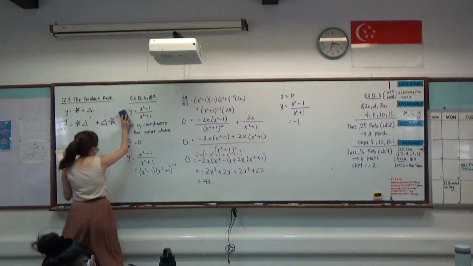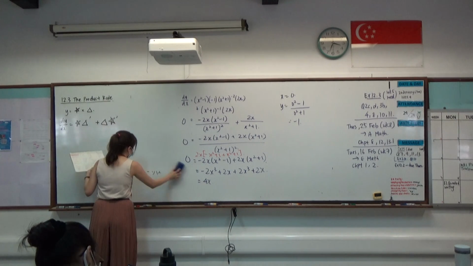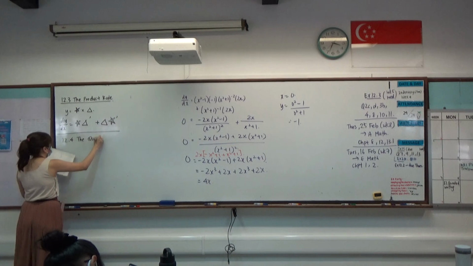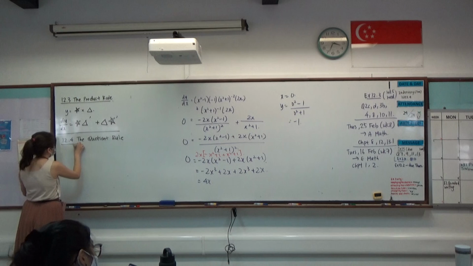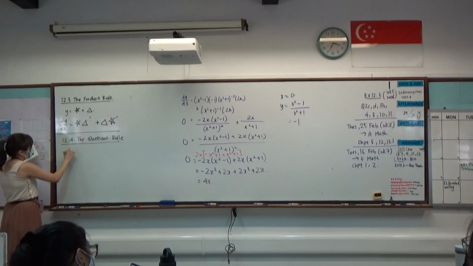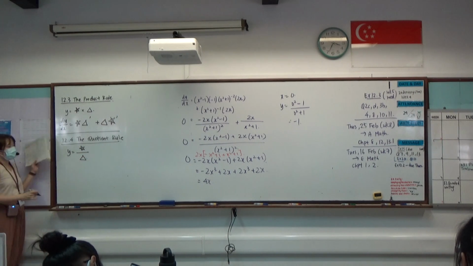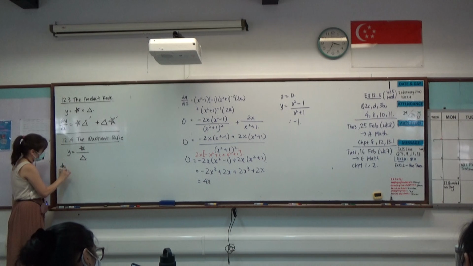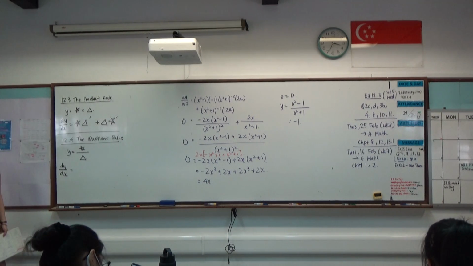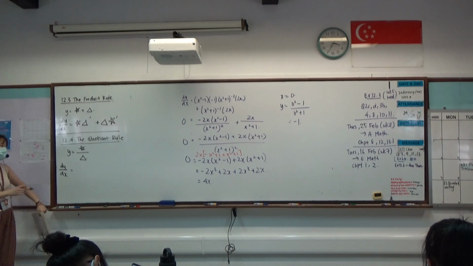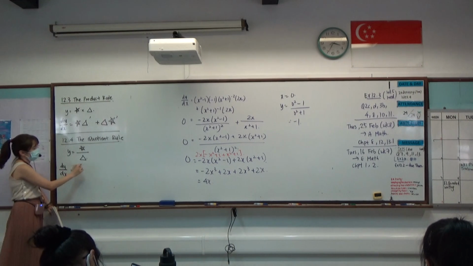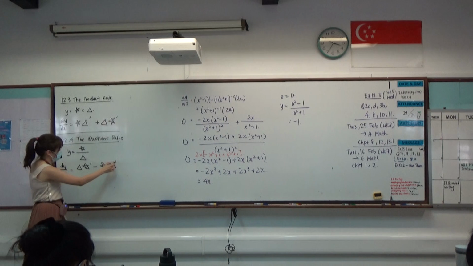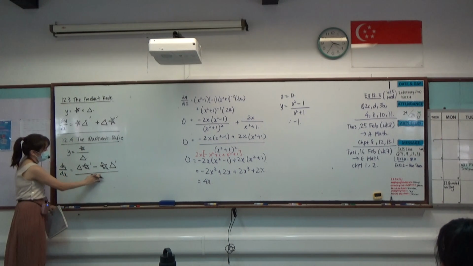Now let's look at 12.4. For the quotient rule, we are looking at division, that means our star over our triangle. How to go about differentiating? This one is complicated, so follow. We will first keep the bottom, differentiate the top, minus away, keep the top, differentiate the bottom, then divide by bottom squared.